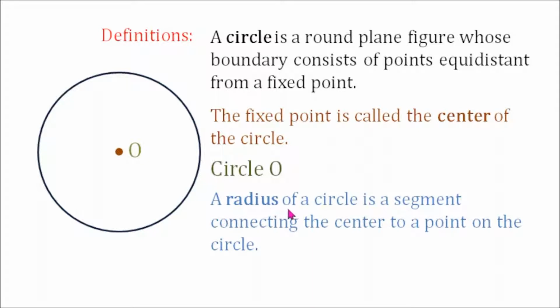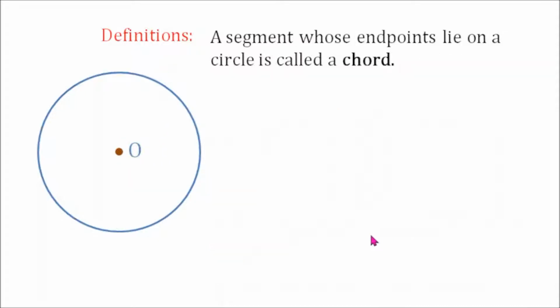A radius of a circle is a segment connecting the center to a point on the circle. So this is a segment connecting the center to a point on the circle. We can name this point here as point A. Now, line segment OA is a radius of circle O.